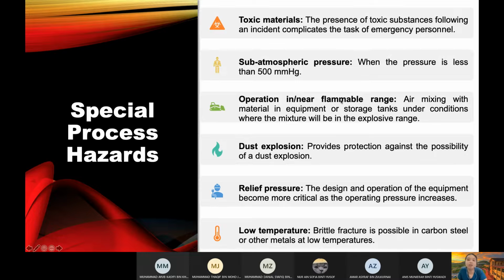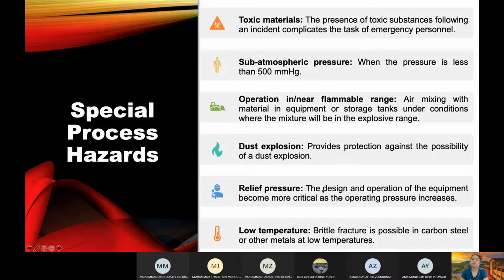Operation near flammable range. So kamu check equipment kamu, ada tak yang menggunakan equipment near the flammable range? Kenapa? Kalau you are using near flammable range means dia ada kemungkinan boleh flammable. So kamu tahu that cause fire. So you have to consider ada tak equipment yang berjalan dalam near the flammable range of the chemicals. Okay, dust explosion. If you're using solid, is there any possibilities of dust explosion?